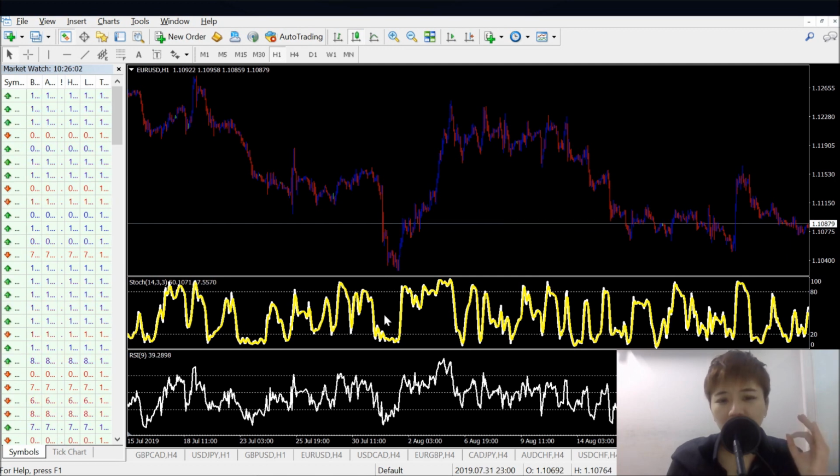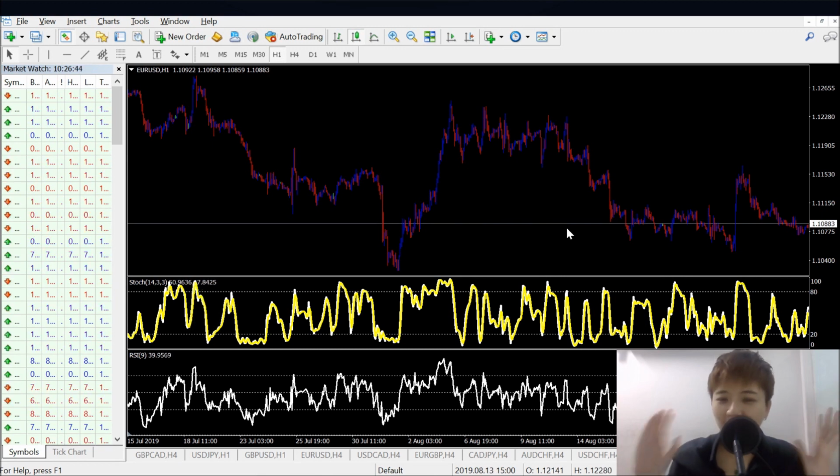Now why is it called an oscillator? Because it oscillates between overbought and oversold levels. Basically it's like a swing, okay? It goes up and down, up and down. And very often you realize that when one indicator goes to the oversold level, the stochastic will also go to the oversold level. You see? Oversold over here, oversold over here, overbought over here, overbought here.